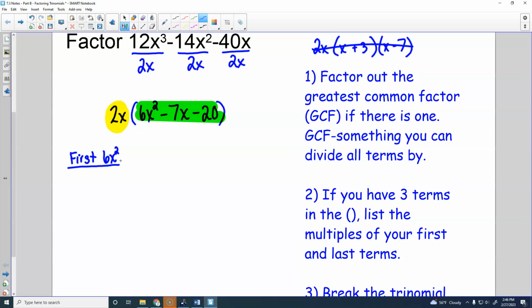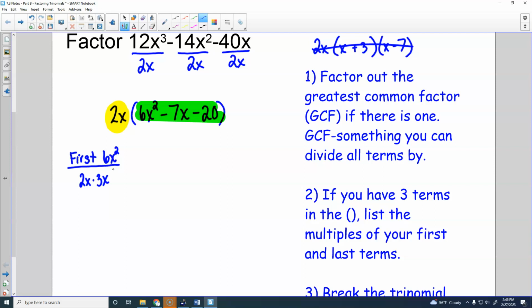And I want you to think, what 2 things could I multiply together that would give me 6x squared? So, for example, I could do 2x times 3x. That would give me 6x squared. And for this, there's one more thing I could multiply together that would also give me 6x squared.